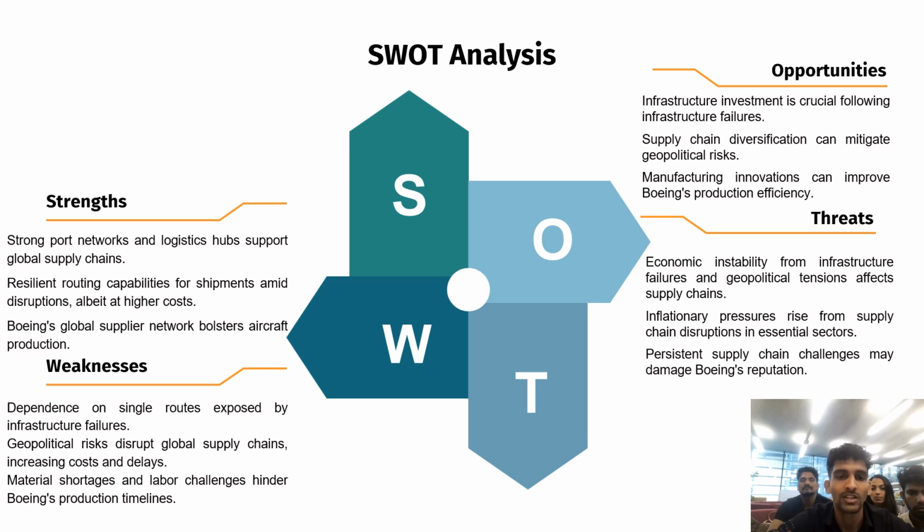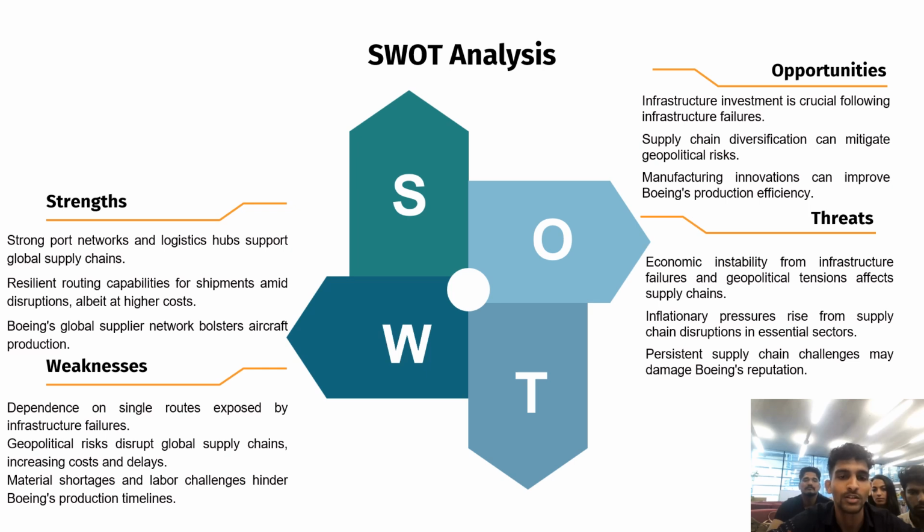Opportunities: infrastructure investment is crucial following infrastructure failures. Supply chain diversification can mitigate geopolitical risks. Manufacturing innovation can improve Boeing's production efficiency.